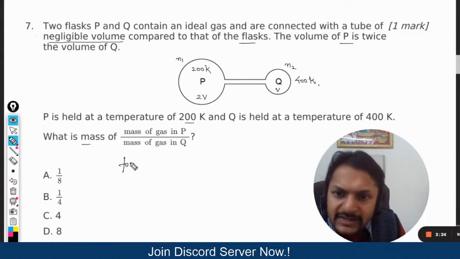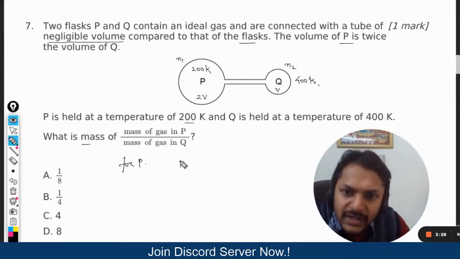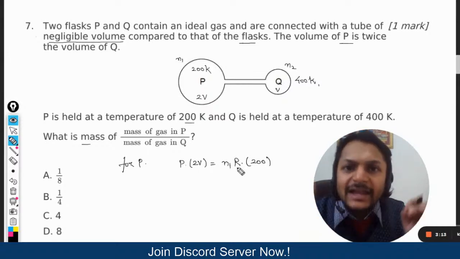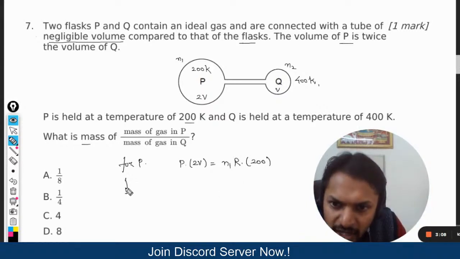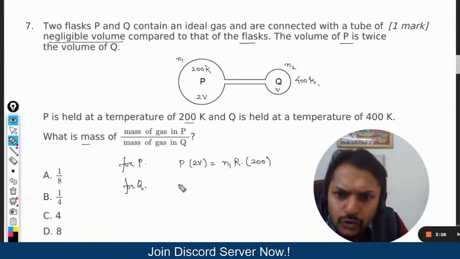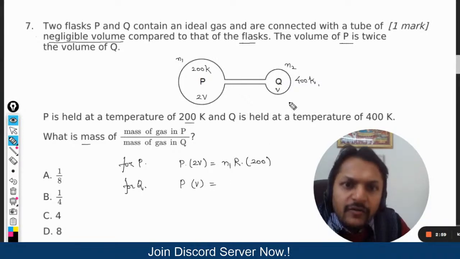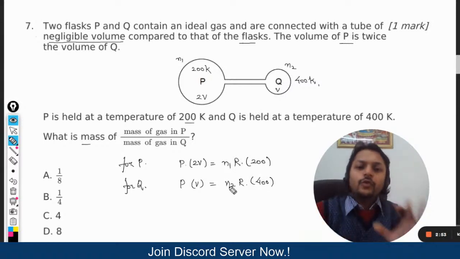First of all, let us apply the ideal gas equation for the container P. So P is the pressure and 2V is the volume. PV is equal to nRT. So I'm just taking N1 as the moles here, R is the universal gas constant and the temperature is 200 Kelvin. Whenever they say ideal gas, the first thing that should come to your mind is the ideal gas equation, and that's it. Now for Q, the pressure will be taken as the same because only then it will become stable, otherwise not. Volume is V and the number of moles is N2, R is the gas constant, and the temperature is now 400.